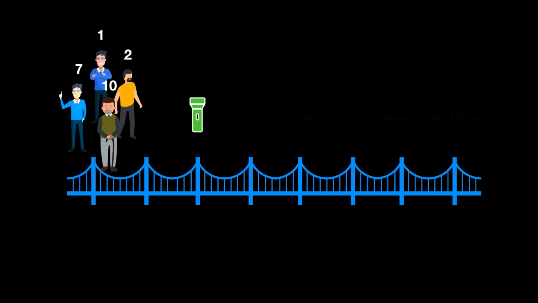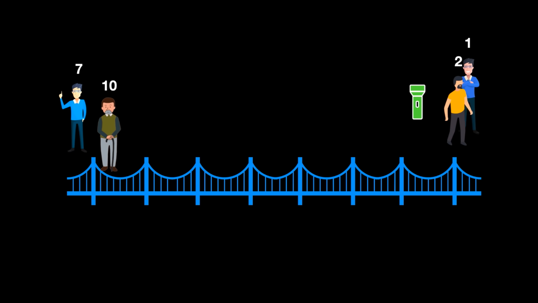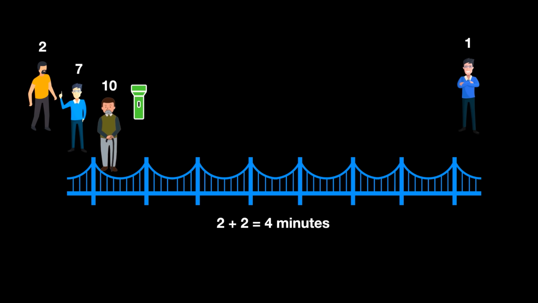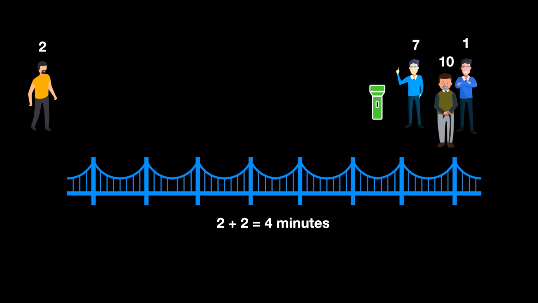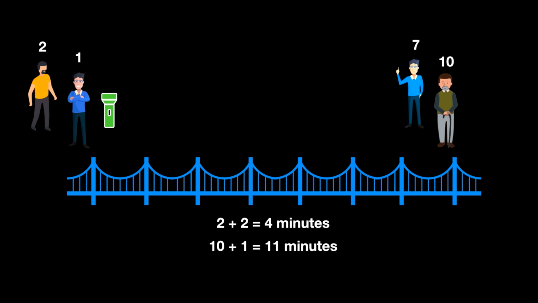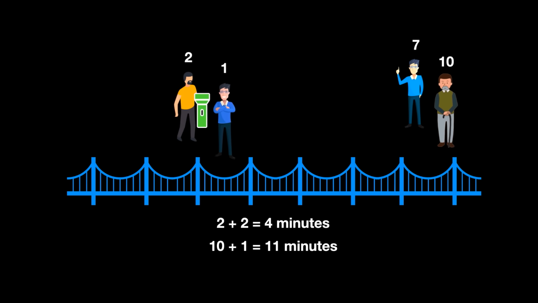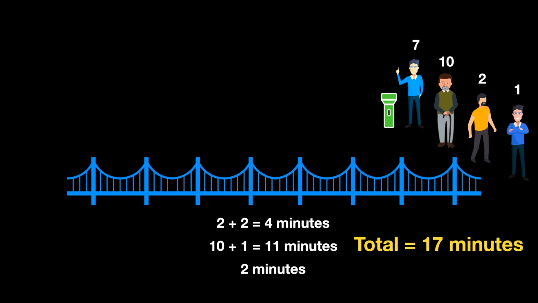So in the first step, 1 and 2 cross the bridge and 2 returns with the torch. Here time taken is 2 plus 2 equals 4. In the second step, 7 and 10 cross the bridge and the one who was already on the other side comes back. Here time taken is 10 plus 1 equals 11. In the final step, 1 and 2 cross the bridge. Here time taken is 2 minutes. In such a manner, the total time taken will be 2 plus 2 plus 10 plus 1 plus 2 equals 17 minutes.